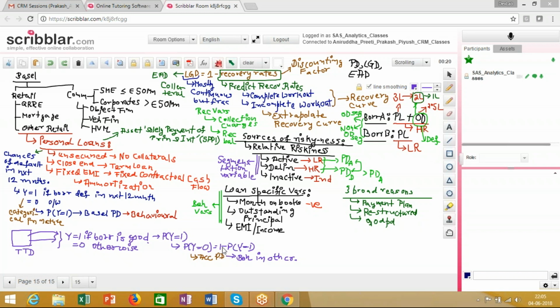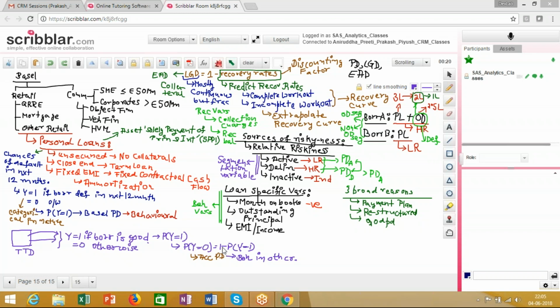Great. So acquisition PD and behavior PD come in very handy when we are developing models for IFRS 9. By comparing the behavior PD and the acquisition PD of an account, it may be possible for me to identify a credit degradation, right?